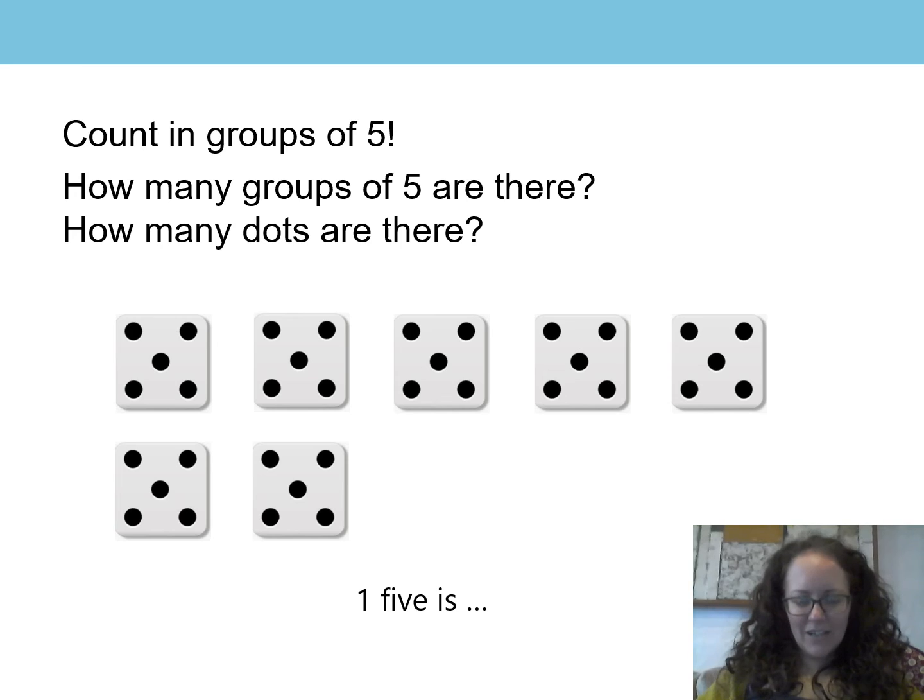Now, let's have a look at these dice. How many spots are on each one? That's right, there are 5. Shall we count in groups of 5? 1 5 is 5. Good. 2 5s are 10. Good. 3 5s are 15. What are 4 5s? 5, 10, 15, 20. Good. 5 5s are 5, 10, 15, 20, 25. 6 5s are 30. And 7 5s are 35.